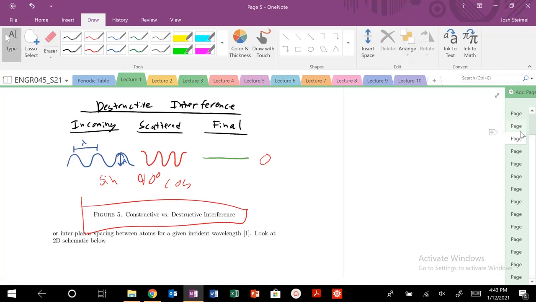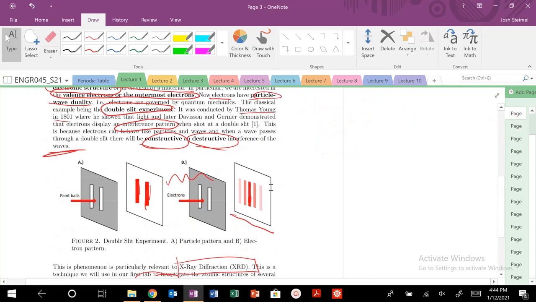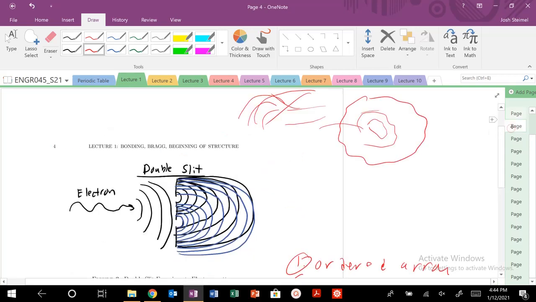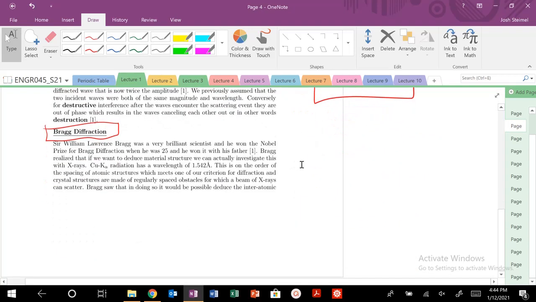And in X-ray diffraction, when we see a signal, like we saw on our slit experiment, this is constructive. When we don't see anything, this is destructive interference. Those waves. So particle-wave duality, quantum mechanics. Oh, what a way to start our first lecture.